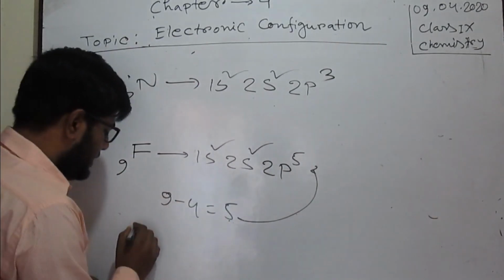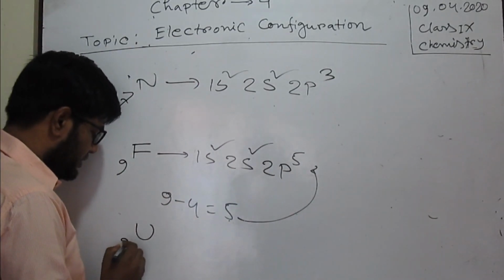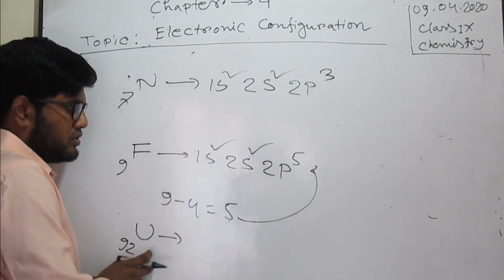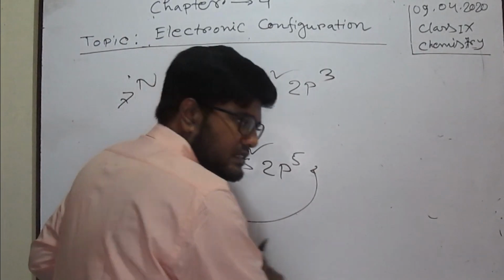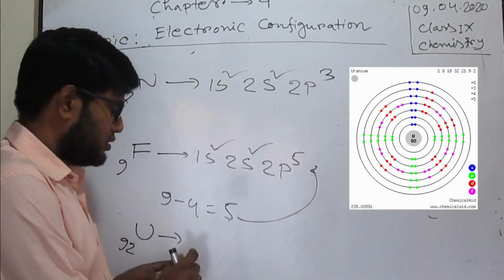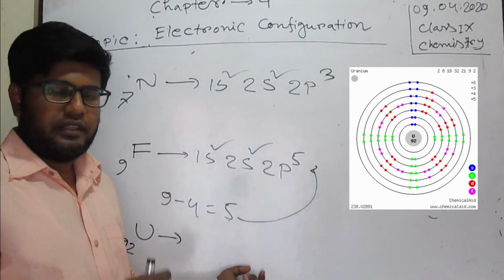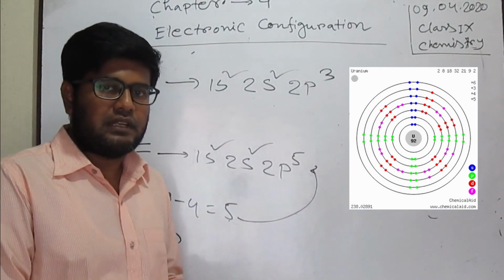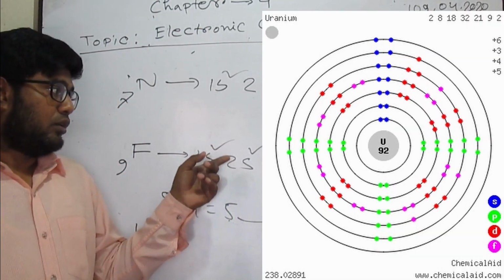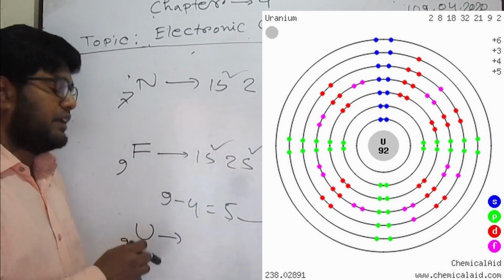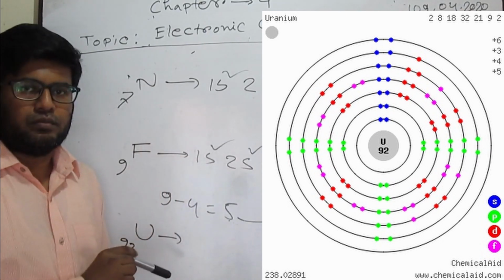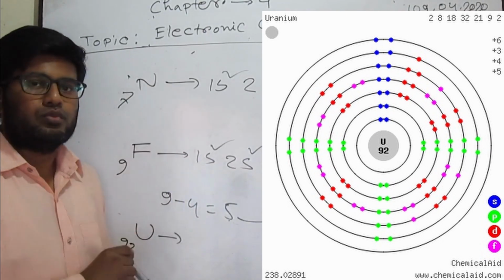And for uranium, the atomic number is 92, so it has 92 electrons. Its electronic configuration is huge. I already told you that writing the electronic configuration of uranium is tough. You will learn it in your next theory class. But in that corner of the board, I already showed the orbital diagram of the uranium atom, whose atomic number is 92.